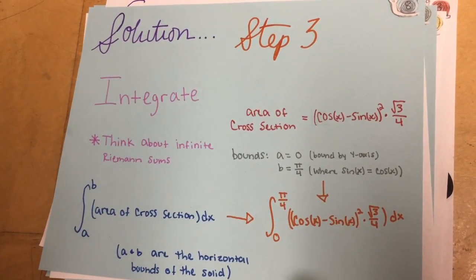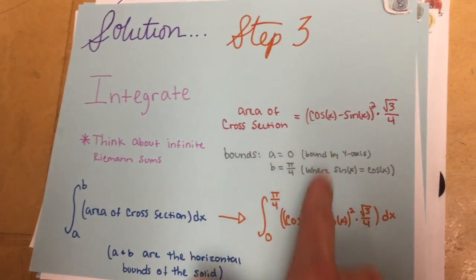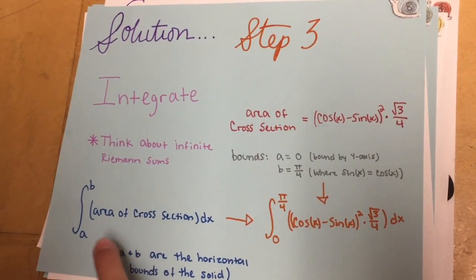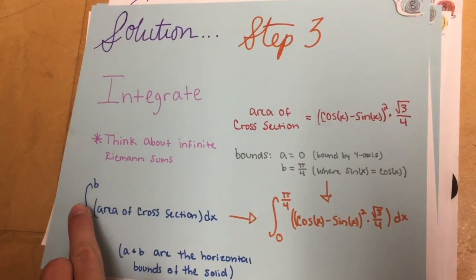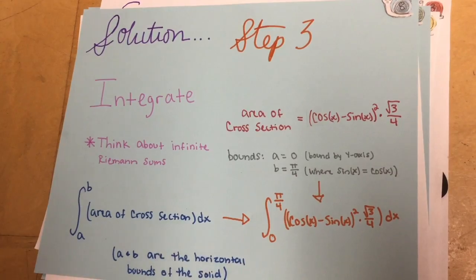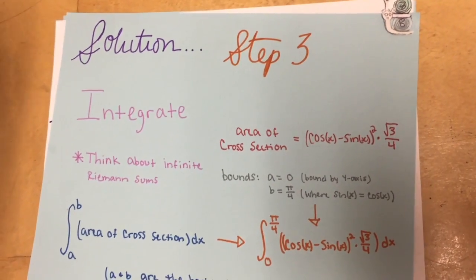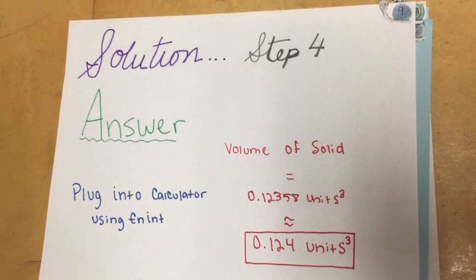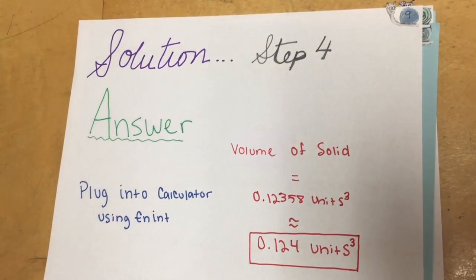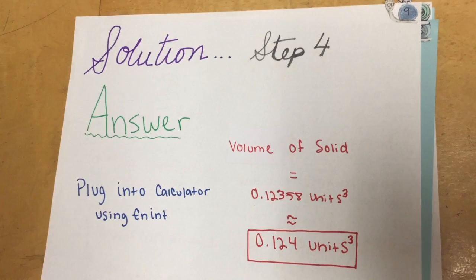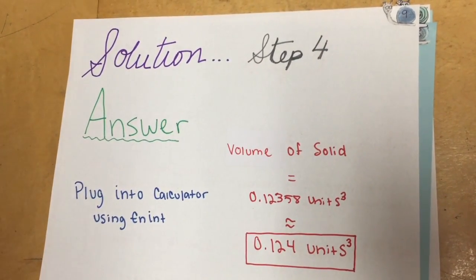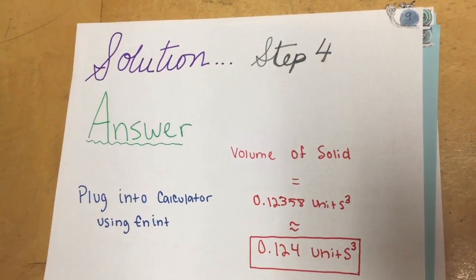Now remember that in the last section we found the area of the cross-section, and now what we want to do is integrate from the two bounds of the area formula of the cross-section, which is shown here. So the final answer to this problem, when you plug it into your calculator using the fnint function, is 0.124 cubic units.